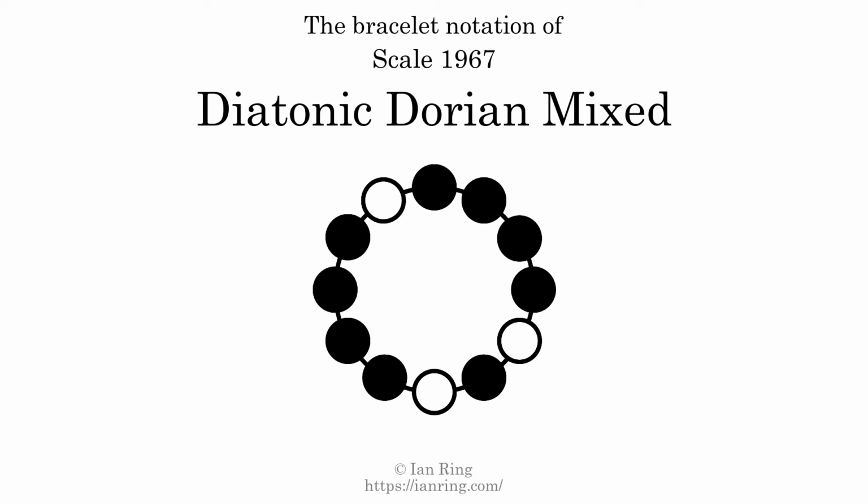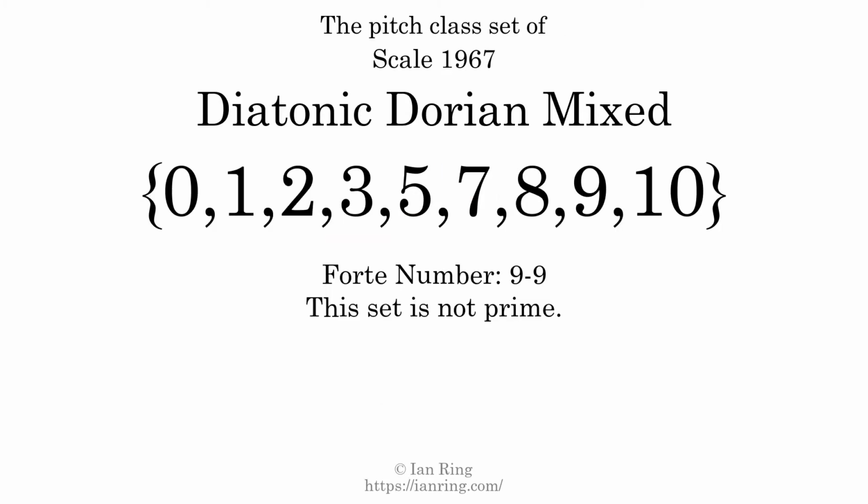This is a bracelet notation diagram of scale 1967. The shaded circles represent tones that appear in the scale, and they are read clockwise, starting at the top. The pitch class set for this scale is 0, 1, 2, 3, 5, 7, 8, 9, 10. The fault class is 9, 9. This set is not prime.